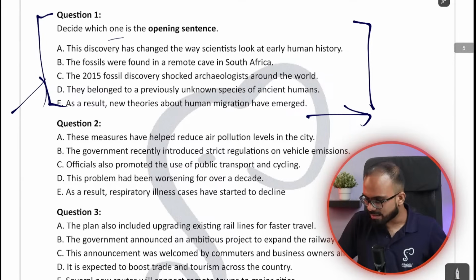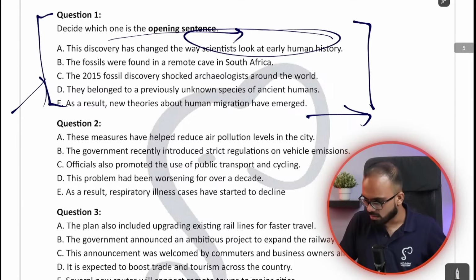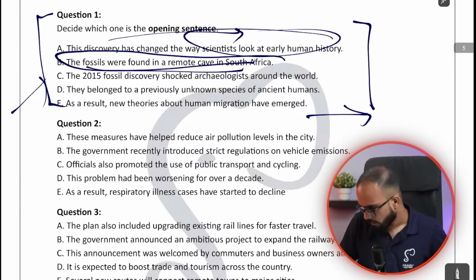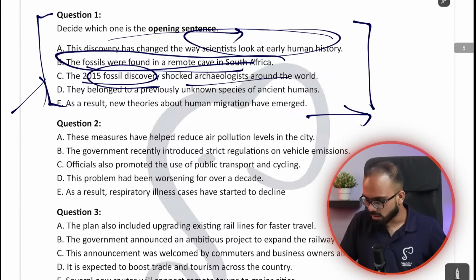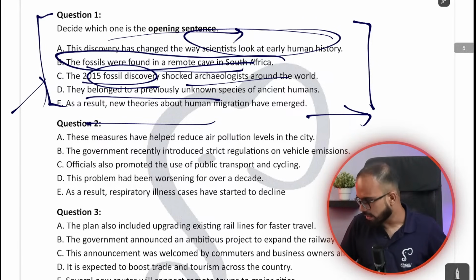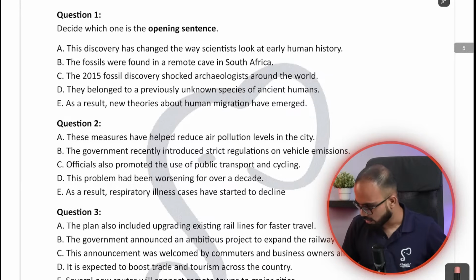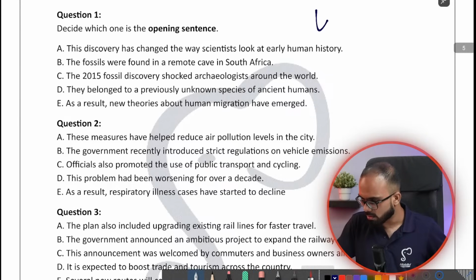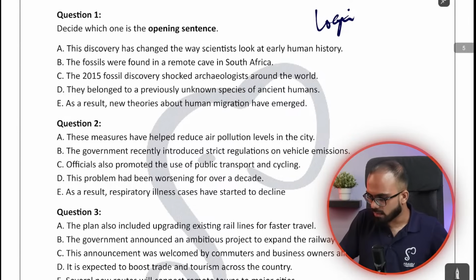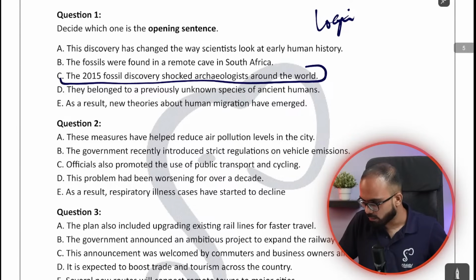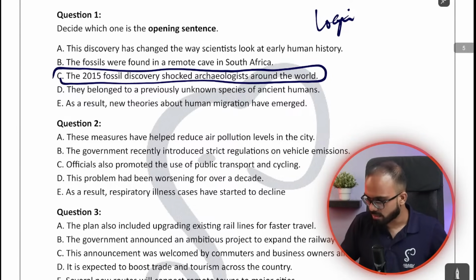Okay, this discovery has changed the way scientists look. This is not the opening sentence. The fossils were found in a remote cave in South Africa. The 2015 fossil discovery shocked the archaeologists, and yes, this is the opening sentence, right? Now, if you want to order these sentences, what is the logical sequence? Opening sentence is: 2015 fossils shocked the scientists.